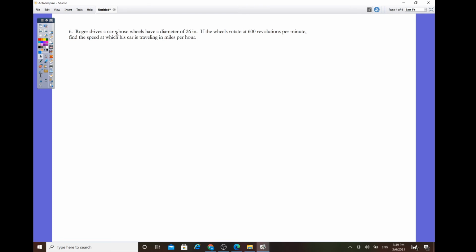The first thing you want to do, again, is annotation. It doesn't matter what kind of word problem you're dealing with, always highlight the keywords and key numbers. Keep in mind that the one given is the diameter, not the radius, so divide this number by 2. We got 13 inches for the radius. And the wheels rotate at 600 revolutions per minute, 600 RPM.